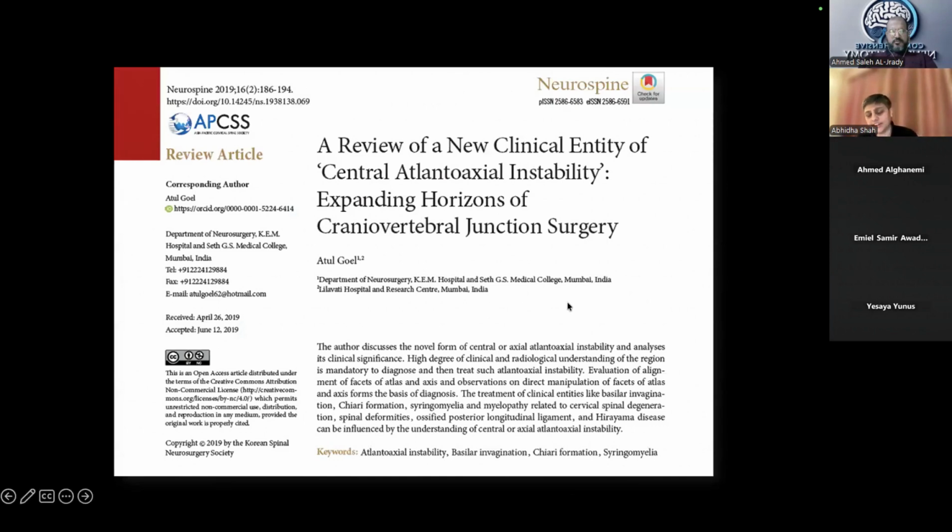So this is the entity. For type 1, it is the regular atlantoaxial instability. For type 2 and type 3, we have called this central atlantoaxial instability, because in these types there may not be a change in the atlantodental interval, but there are other markers that are suggestive of chronic atlantoaxial instability.